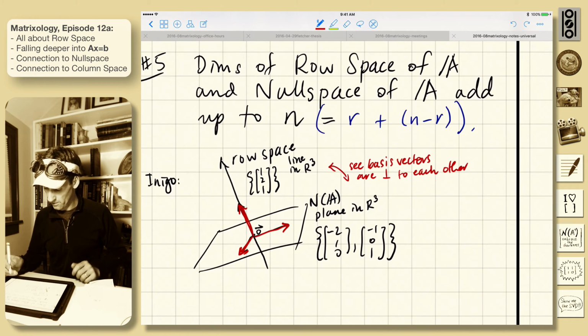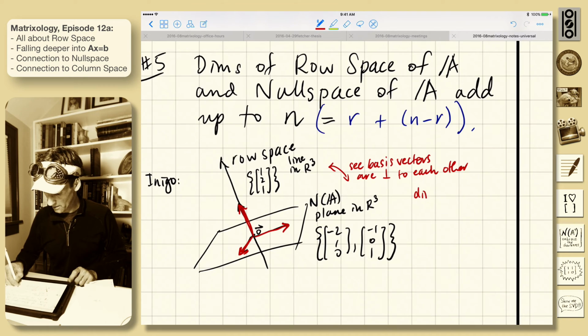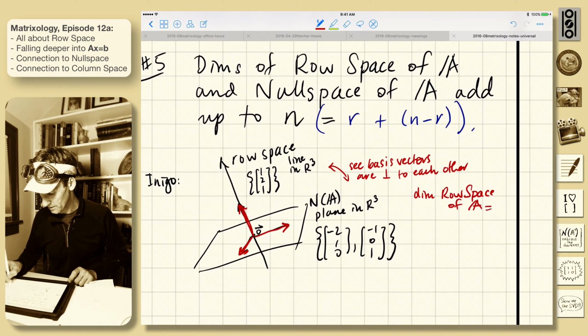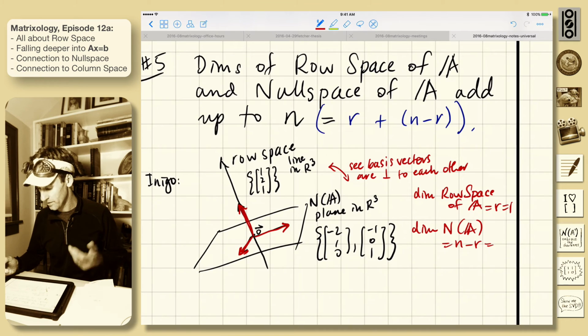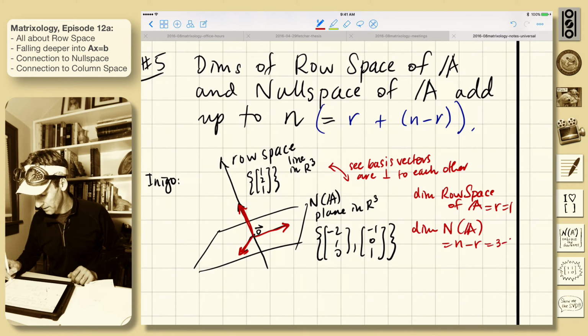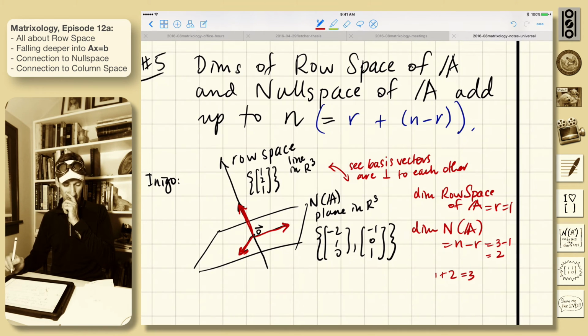Dimensions add up, right? So in this case, the dimension of the row space of A is 1, R equals 1. The dimension of the null space is N minus R, which is 3 minus 1, which equals 2. So 1 plus 2 equals 3. Advanced math right there, 1 plus 2 equals 3.